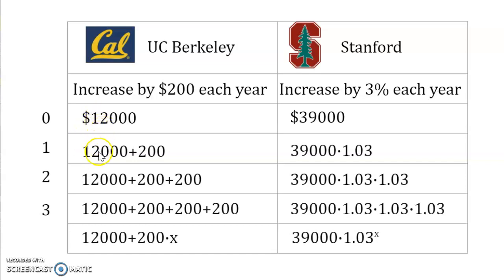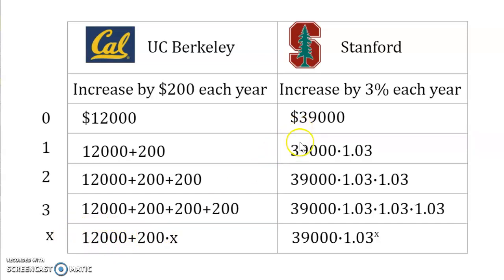In year 1 we are going to add $200. In year 2, whatever the previous amount was, which was 12,000 plus 200, we're going to add another 200. And year 3 we're going to add yet another 200. Notice what you see here, 200 plus 200 plus 200. 200 is being added 3 times. So instead of just keep adding 200 multiple times, we can represent this as 200 times x for the year x. And to that, we have to add the initial value of 12,000.